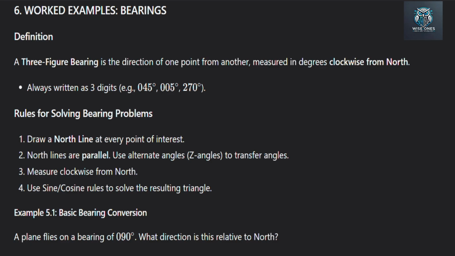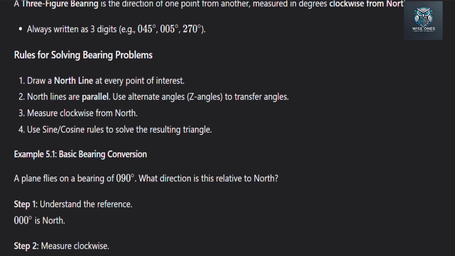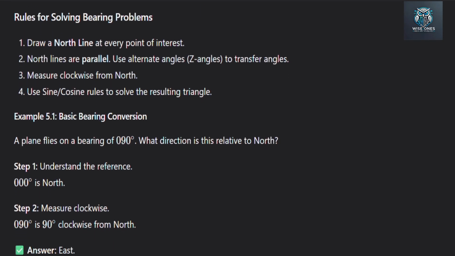Here are the rules for solving bearing problems. 1. Draw a north line at every point of interest. 2. North lines are parallel. Use alternate angles, also called z-angles, to transfer angles. 3. Measure clockwise from north. 4. Use sine or cosine rules to solve the resulting triangle.